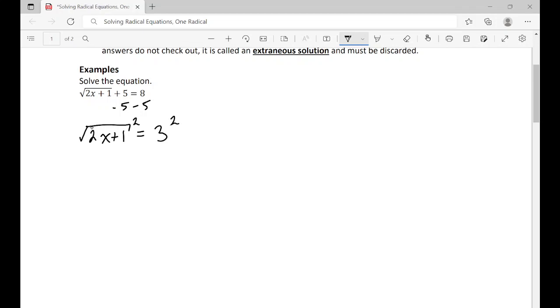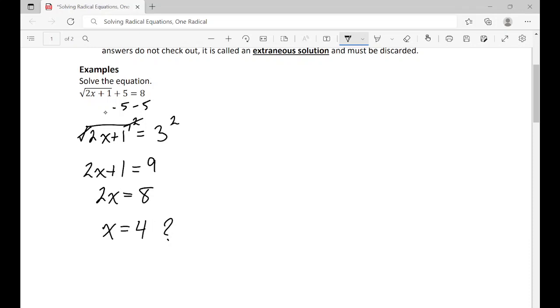And when I do that, the square root and the square cancel each other out, leaving me with 2x plus 1, and then 3 squared is 9. Now I can solve for x. So I'm going to subtract 1 over, so 2x equals 8, and I'm going to divide by 2, so x equals 4. Now, is this a solution? I don't know. Let's find out.